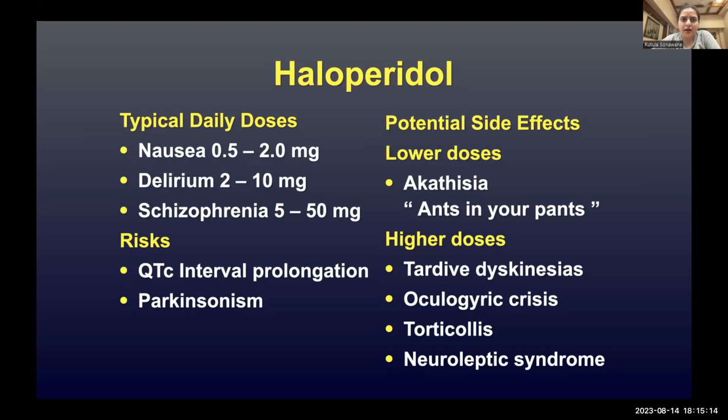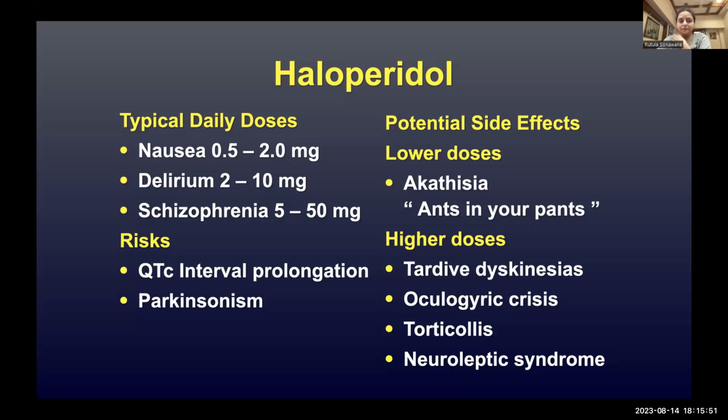Then coming to haloperidol. For delirium, you'll generally start off with 2 milligrams and can escalate up to 10 milligrams per day. Usually you start off with an HS dose, but you can divide it into twice a day dosing also if you are going up on the dose. The risk is it has a potential for prolonging the QT interval and Parkinsonism as well. But you'll have to weigh the risks and the benefits of it.